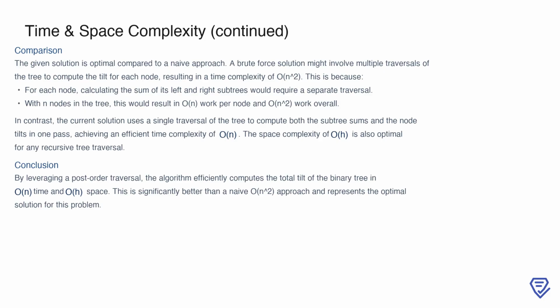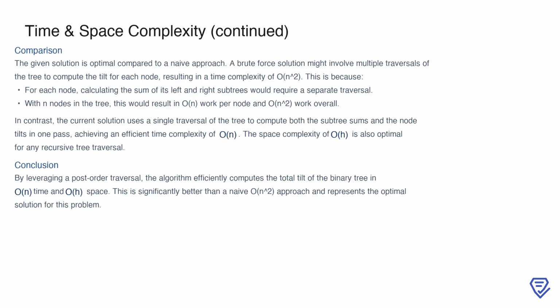A brute force method might involve multiple traversals of the tree to compute the tilt for each node, leading to a time complexity of O(n squared). This is because for each node, calculating the sum of its left and right subtrees would involve separate traversals, requiring O(n) work per node and resulting in O(n squared) work overall.